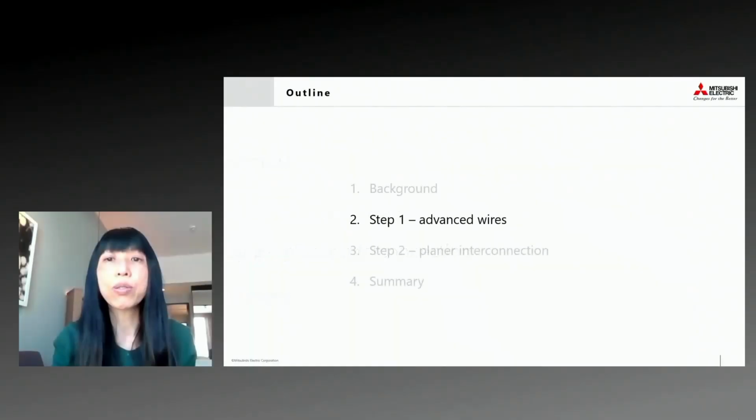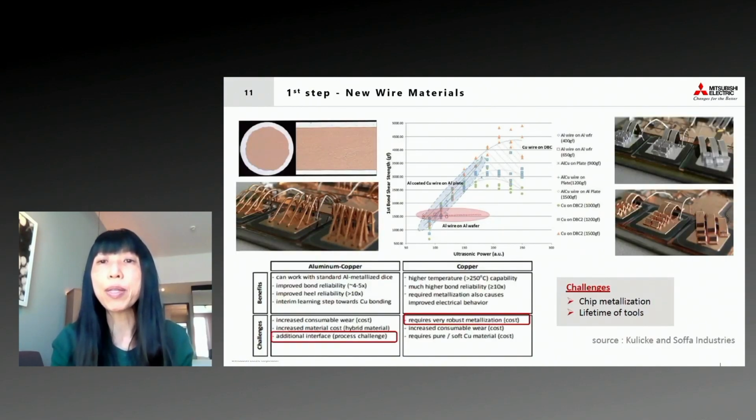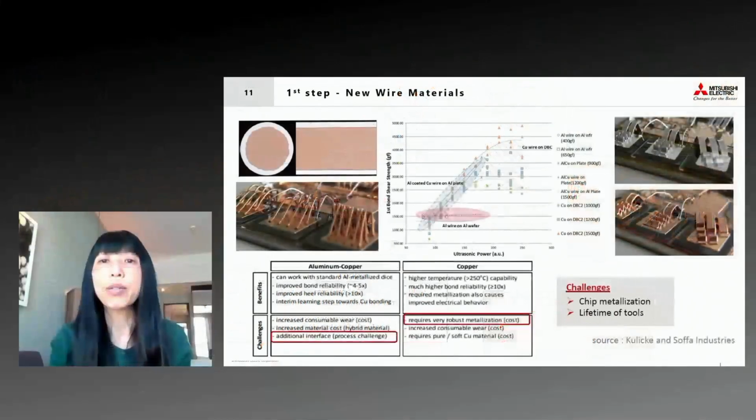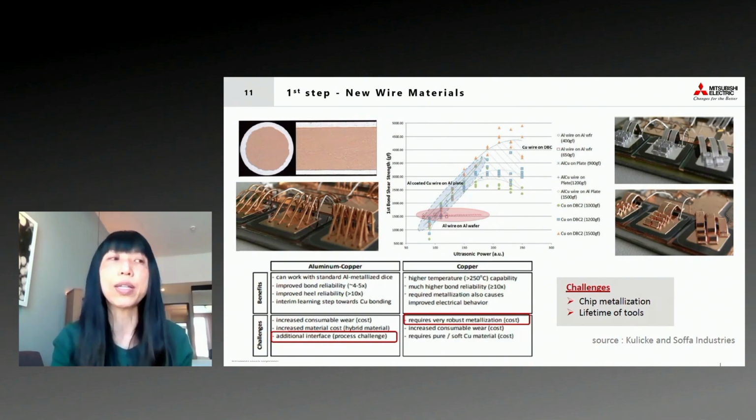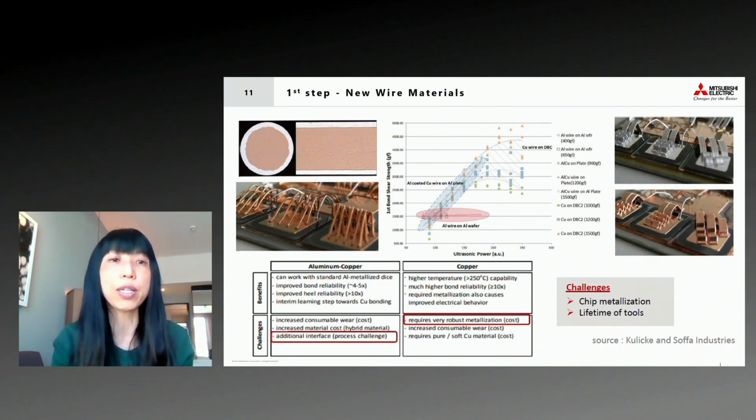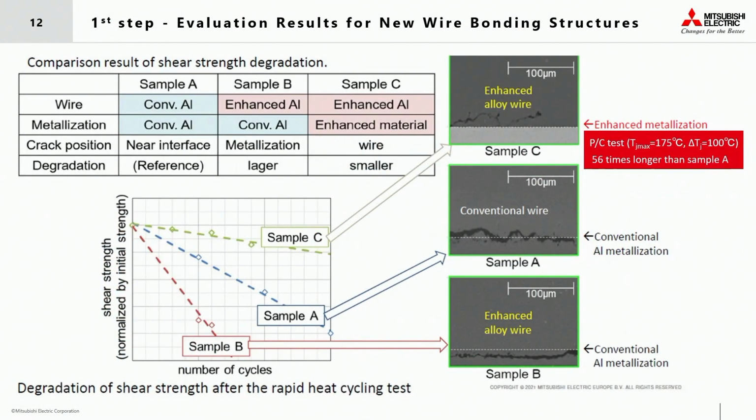Okay, first let's look at advanced wires. Aluminum alloy, which prevents recrystallization at high temperatures, and even copper are considered as candidates to replace aluminum wire. And ribbon shapes are also considered in order to increase the bonding area. But with all of these candidates, the material itself is tough, so damage to the chip and wear of the tool can be critical. Another challenge is the metallization of the chip.